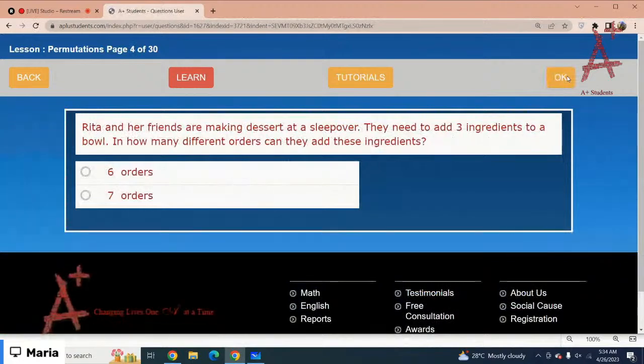Okay, Rita and her friends are making dessert at a sleepover. They need to add 3 ingredients to a bowl, and in how many different orders can they add these ingredients? So you need to calculate 3 factorial. 3 factorial equals 3 times 2, yes, 3 times 2 equals 6. So that means she can add these 3 ingredients in 6 different orders. So the correct option is 6 orders.